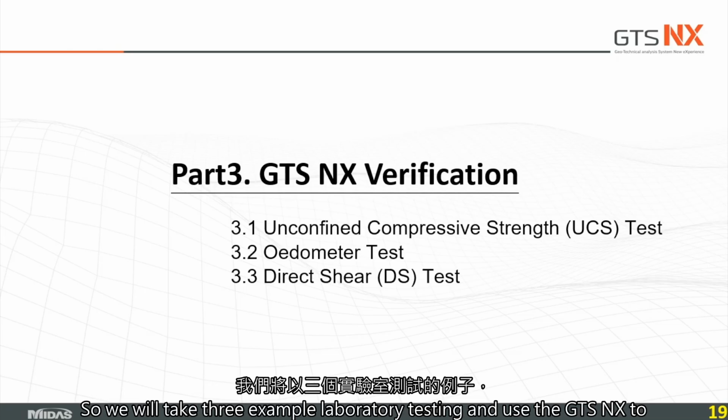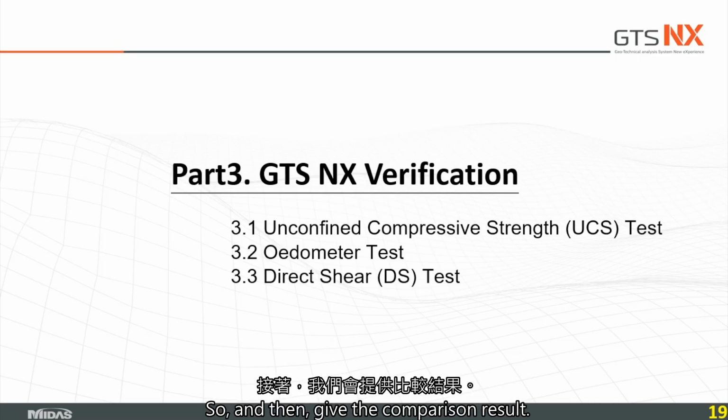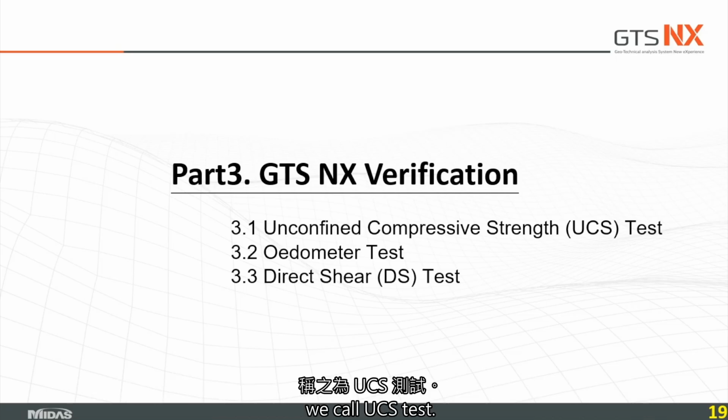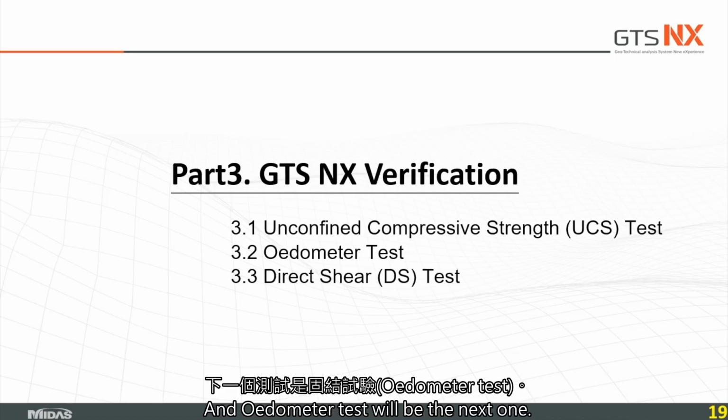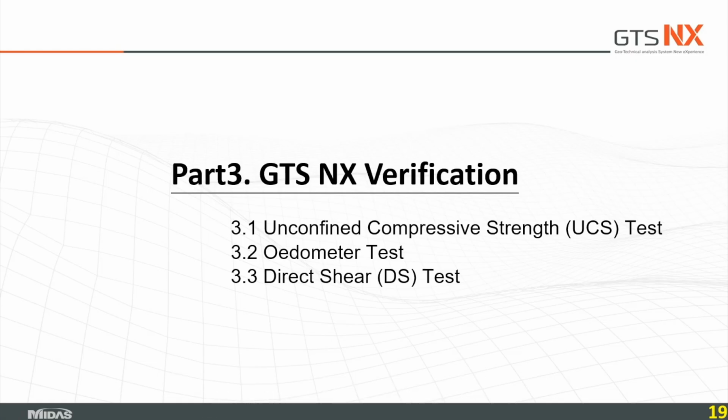The last part of the video today is GTS NX Verification. We will take three example laboratory tests and use GTS NX to simulate those tests in the software, and then give the comparison result. The first test we'll discuss is the Unconfined Compressive Strength test, which we call the UCS test. The Oedometer test will be the next one, and the last one is the Triaxial Test.